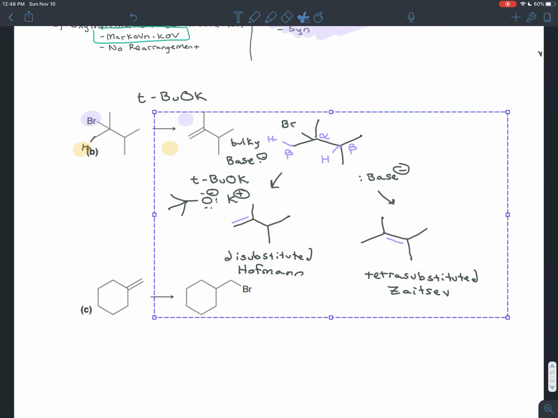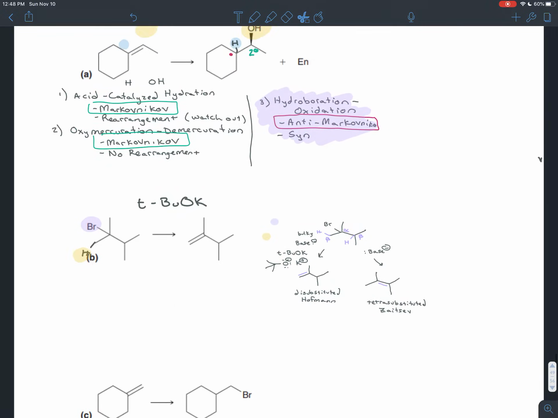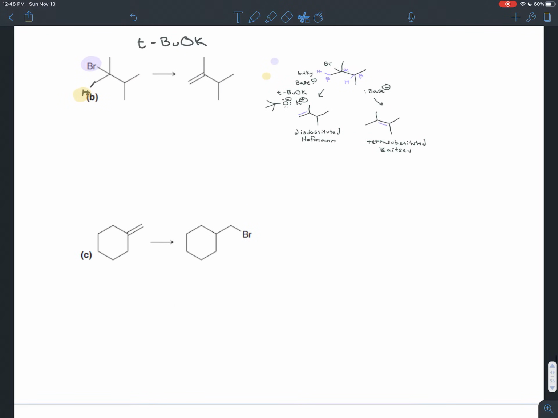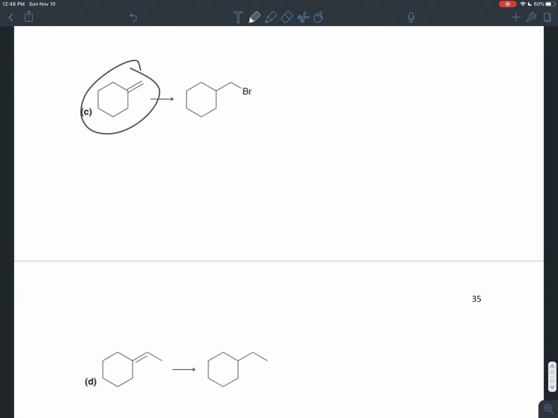Okay, let me minimize that so that we have that there as a record, but we don't want it to confuse our next analysis. All right, C. We see a molecule. In the molecule, we have a pi bond. And so instantly we should think addition as opposed to substitution or elimination.